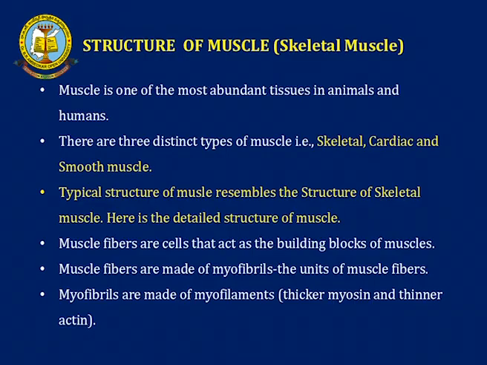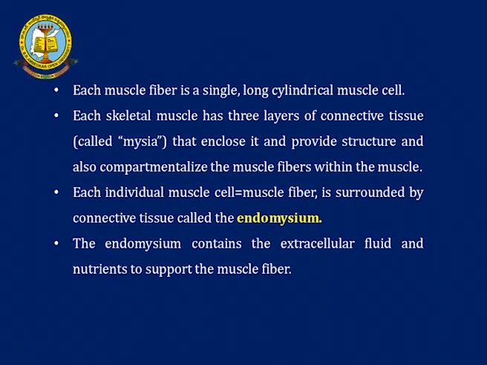Muscle fibers are the cells that act as the building blocks of the muscles. Muscle fibers are made up of myofibrils. These myofibrils are the units of muscle fibers. Myofibrils are made up of myofilaments, which are thicker myosin and thinner actin. Each muscle fiber is a single long cylindrical muscle cell.